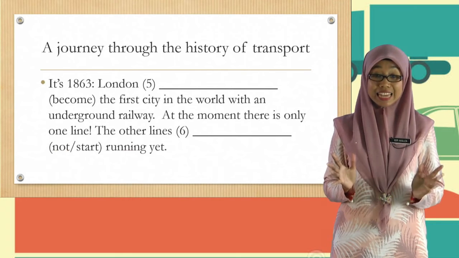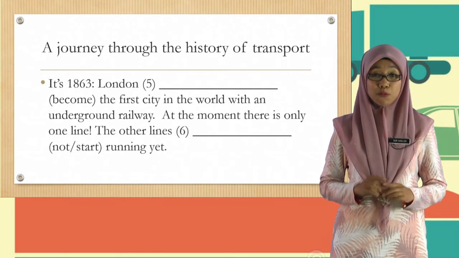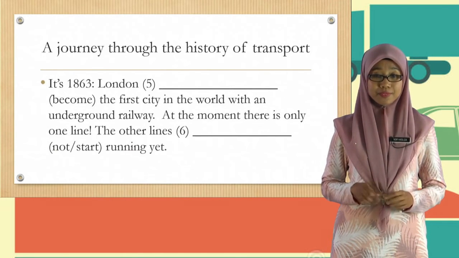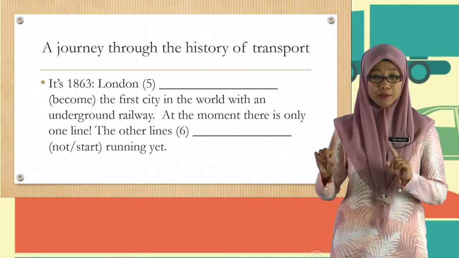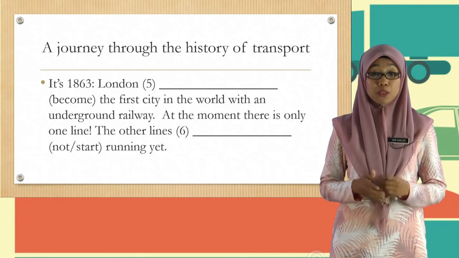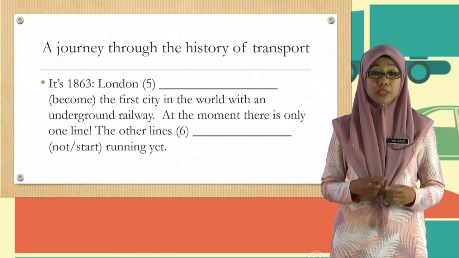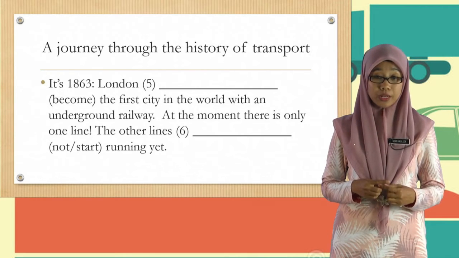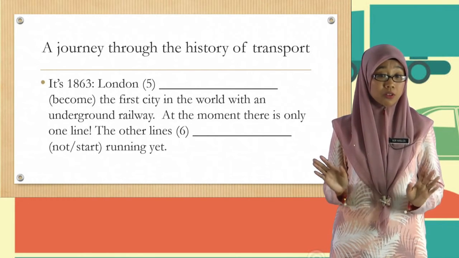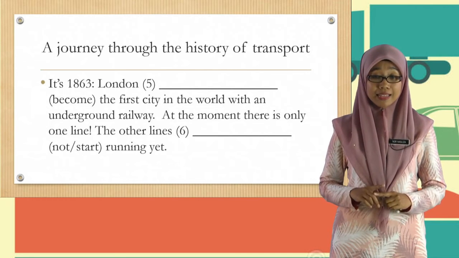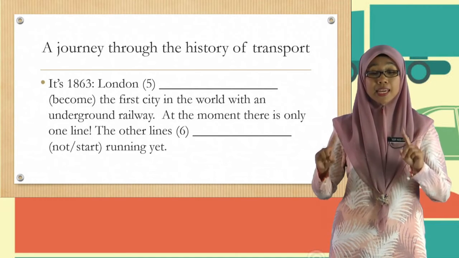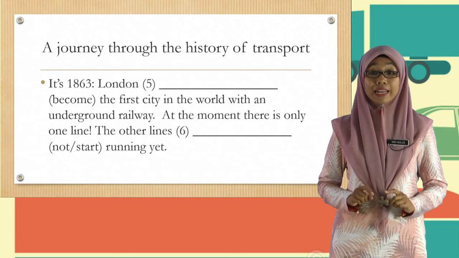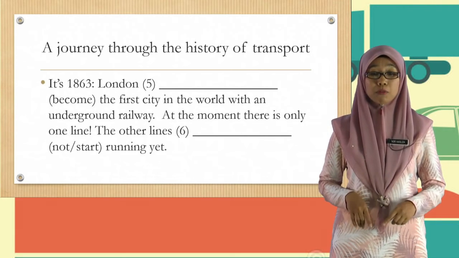Okay, it's 1863. London, blank space, in bracket, become the first city in the world with an underground railway. At the moment there is only one line. The other lines, blank space, in bracket, not start running yet. Okay, we focus on number 5 first.